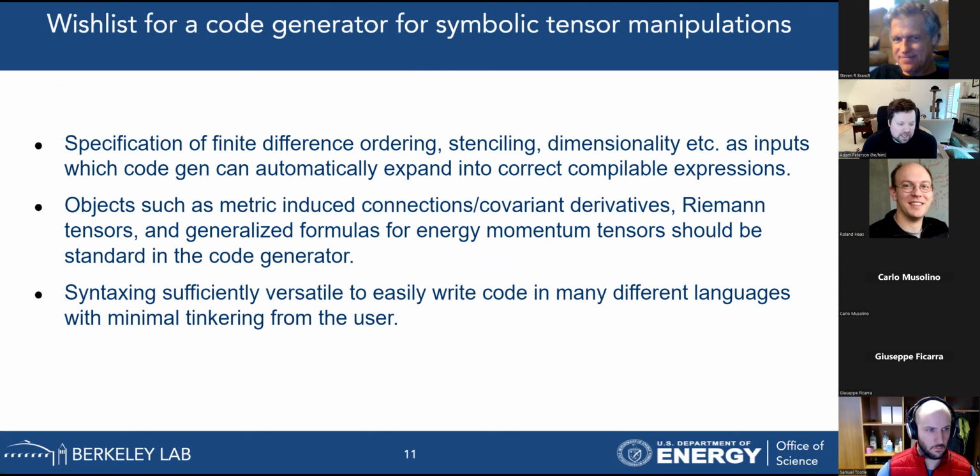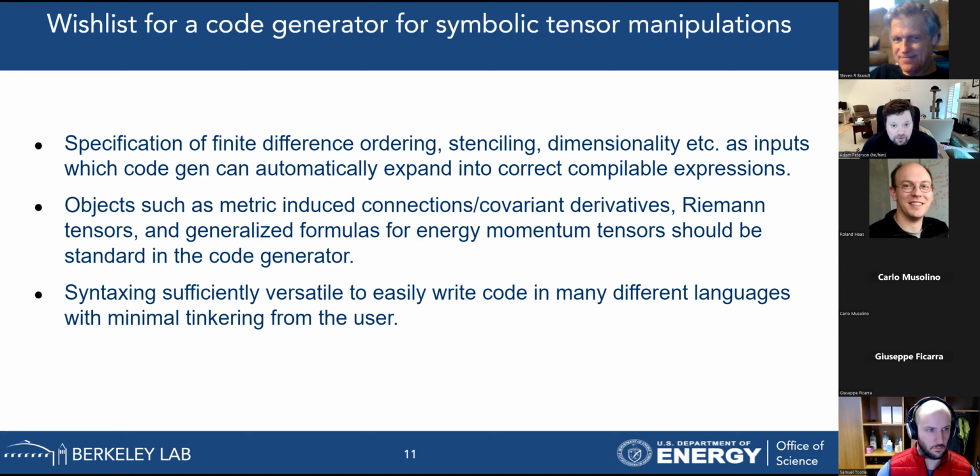So we also want to have objects like a metric-induced connection where you simply tell it, okay, here's my metric, write for me the Christoffel symbols, for example, write for me the Riemann tensor, say for reasonable versions of the energy momentum tensor, can you expand those for me and put those into compilable expressions? Finally, we want syntax to be sufficiently versatile to easily write code in many different languages.